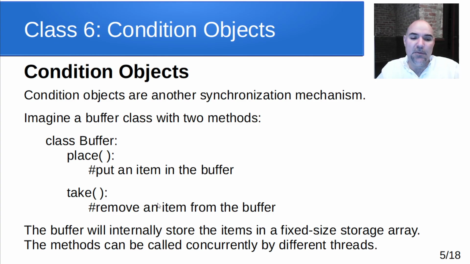And generally, we might think of that buffer as having an infinite size, but in practice, it can't. It has to have some fixed size storage array inside of there, at least a maximum size that it would grow to. And keep in mind that place and take might be executed concurrently, with one process putting things into the buffer, another process pulling things out.